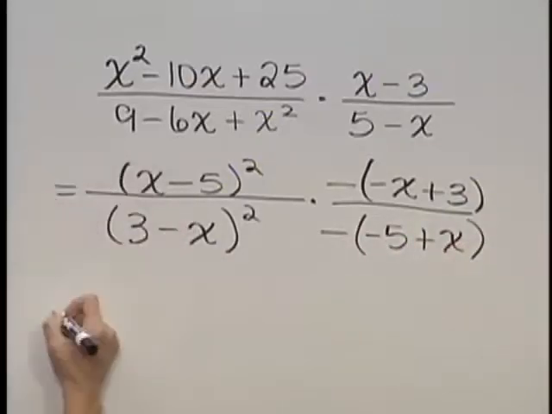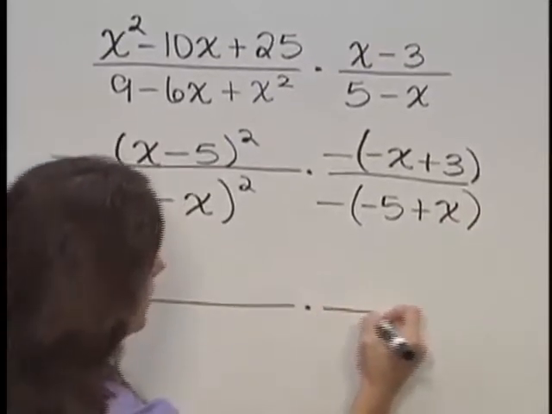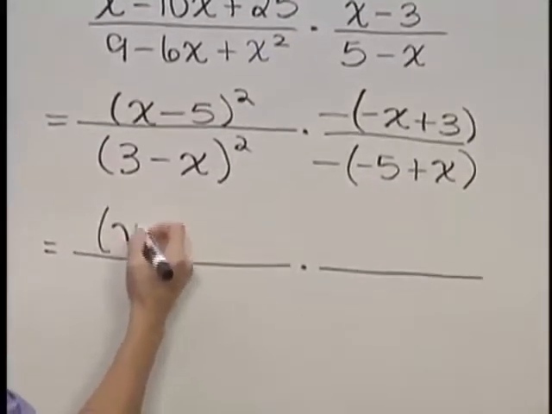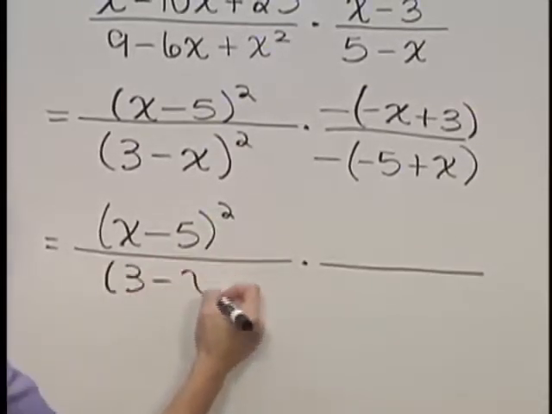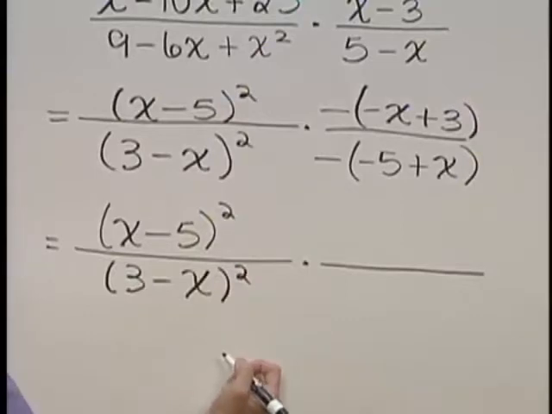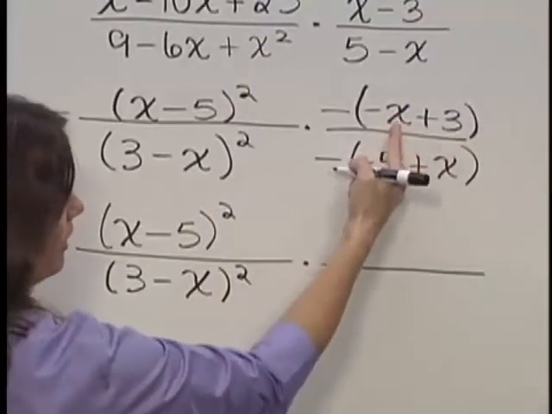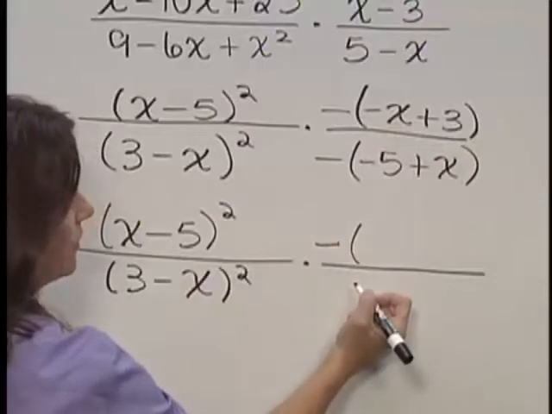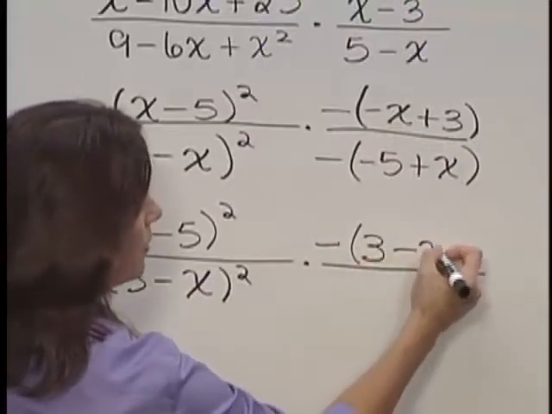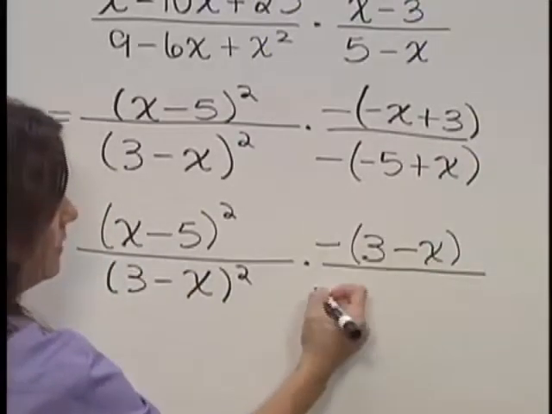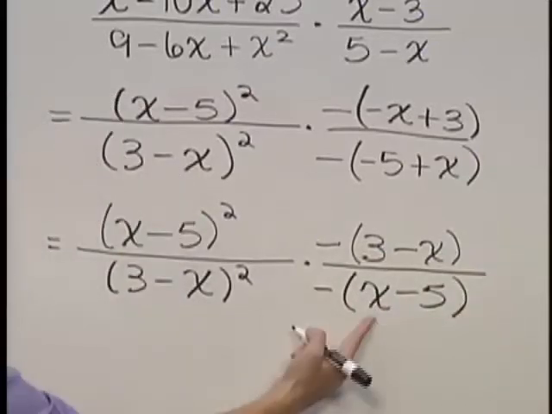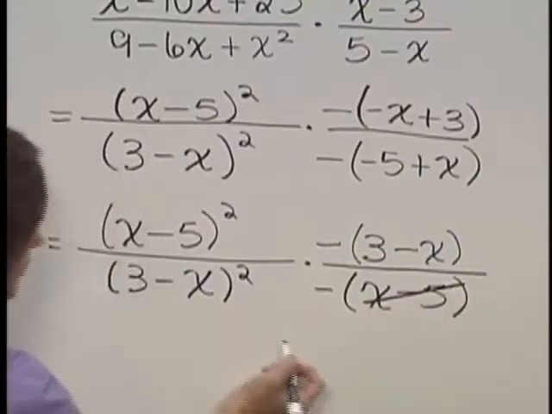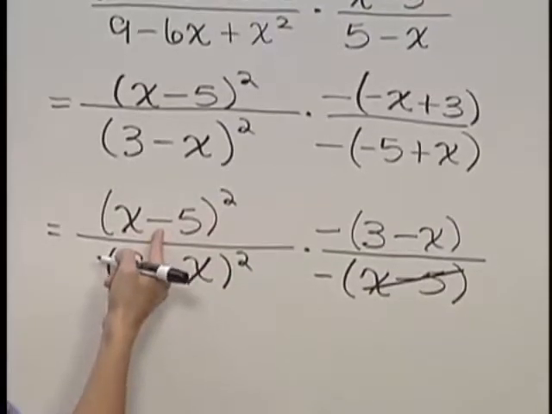I'm going to take one intermediate step here and rewrite this as x minus 5 quantity squared over 3 minus x quantity squared times, just rearranging terms here, let's write that as the negative of 3 minus x, and in the denominator that's the negative of x minus 5, just so that our eyes can see the common factors here. So now let's divide x minus 5 into x minus 5 squared.